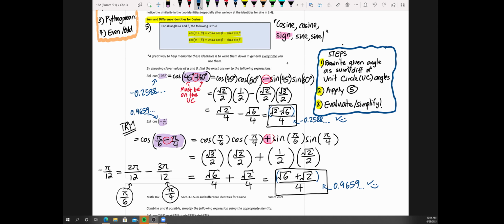But that's 30 degrees. So the x coordinate is root 3 over 2, y coordinate is 1/2. That's something you should know without a calculator. Okay.